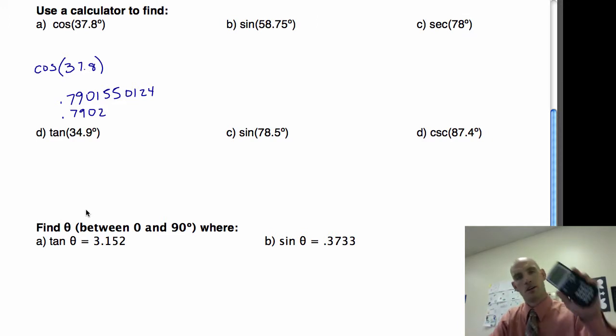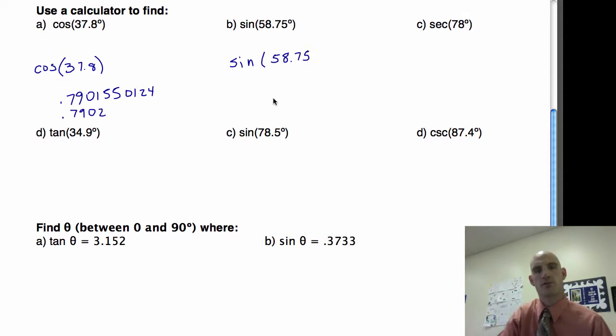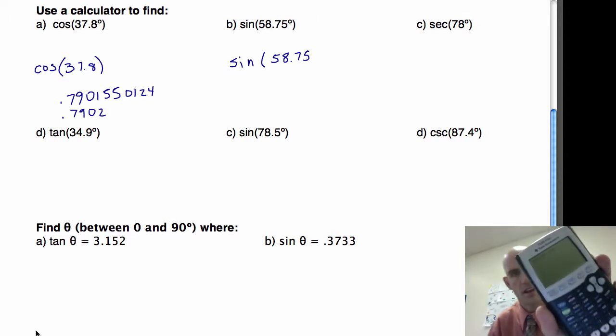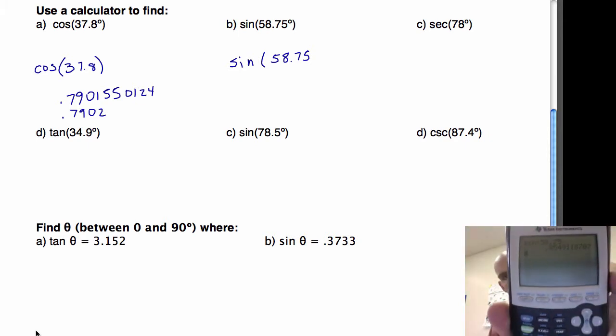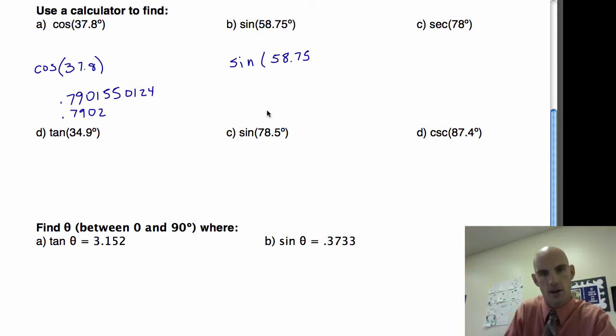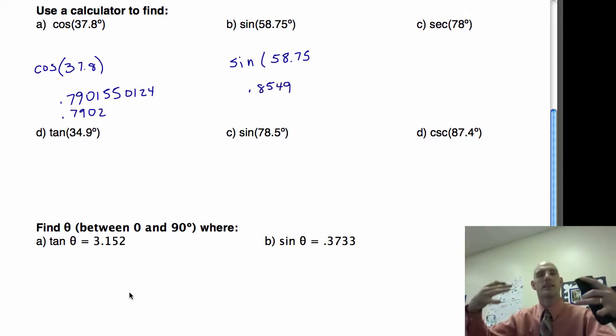Sine is exactly the same way. In your calculator, you're going to put in sine, and I'm just going to draw it a different way this time. Because if we do sine 58.75, I don't even have to close the parentheses. See if you can see that. I didn't close the parentheses, and when I hit enter, it's going to give me 0.8549. Okay, so that's the basics.